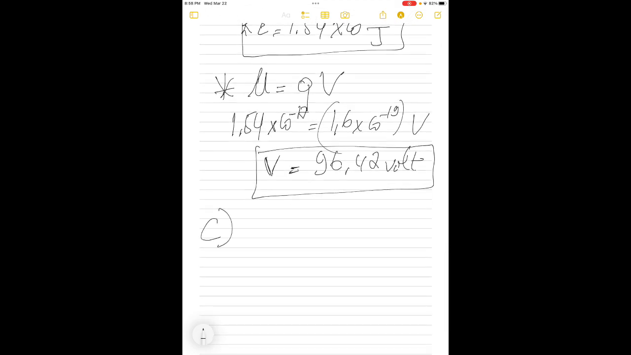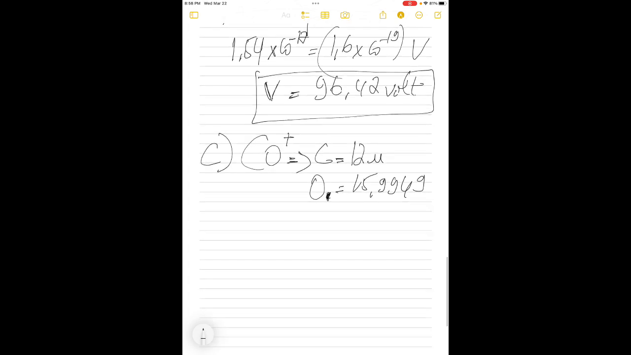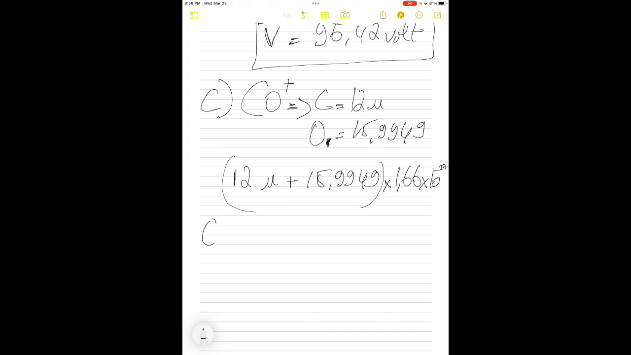Question number C is for the CO plus. The atomic mass unit of carbon is 12 units, and of oxygen is 15.9949. We're going to do 12 units plus 15.9949 multiplied by 1.66 times 10 to the minus 27, so we can find the mass of CO plus. This will equal 4.64 times 10 to the minus 26 kilograms.